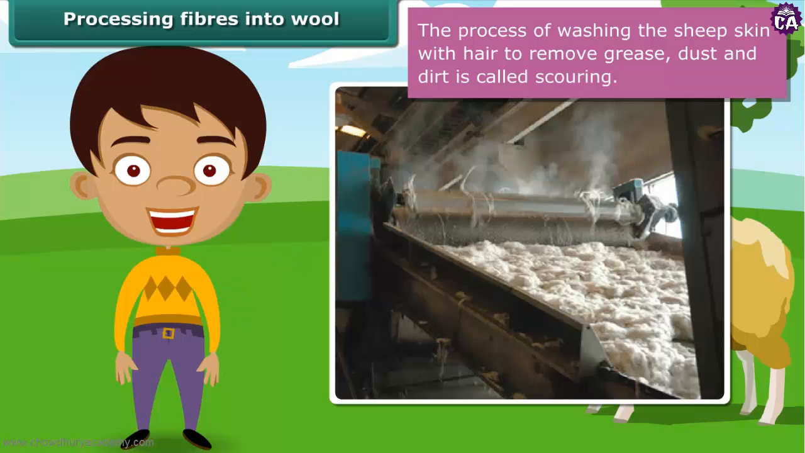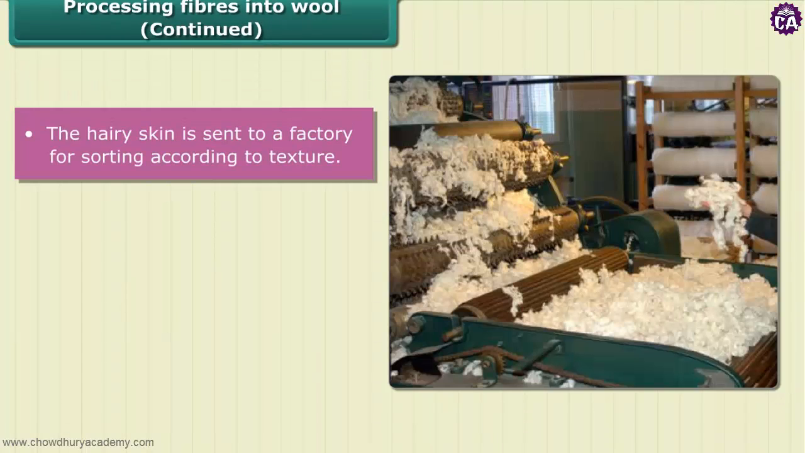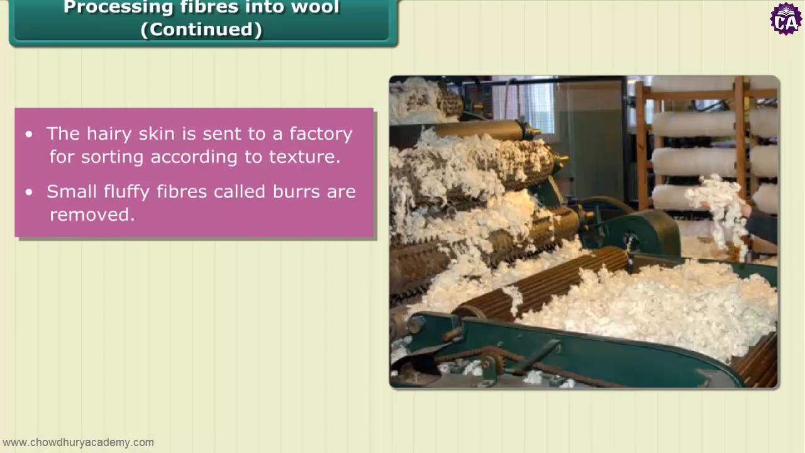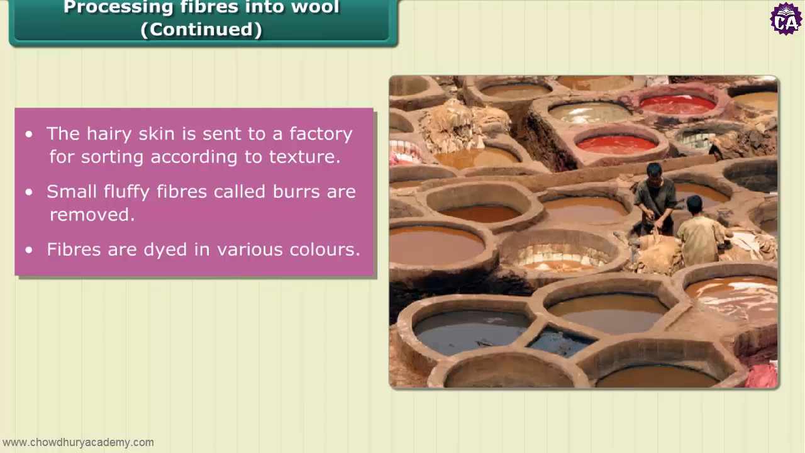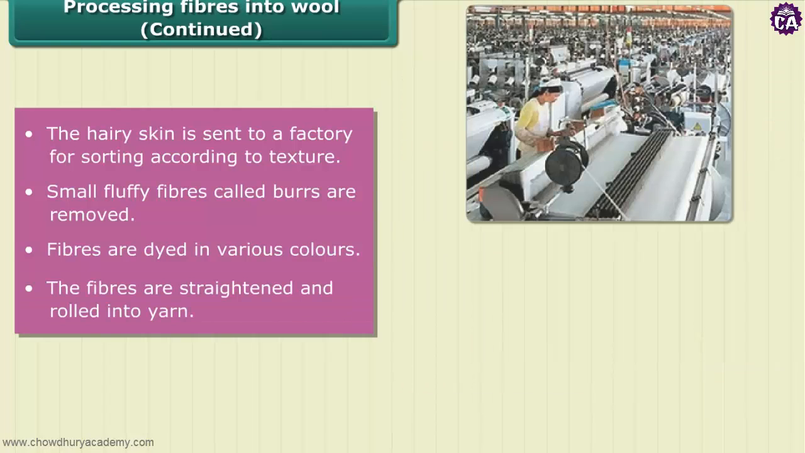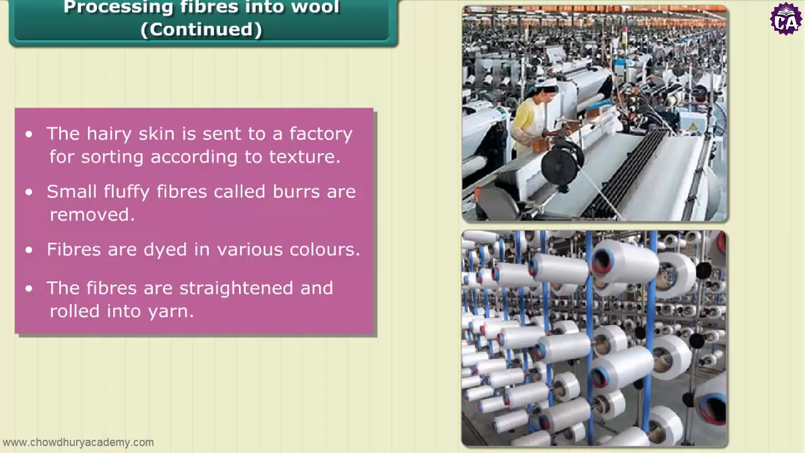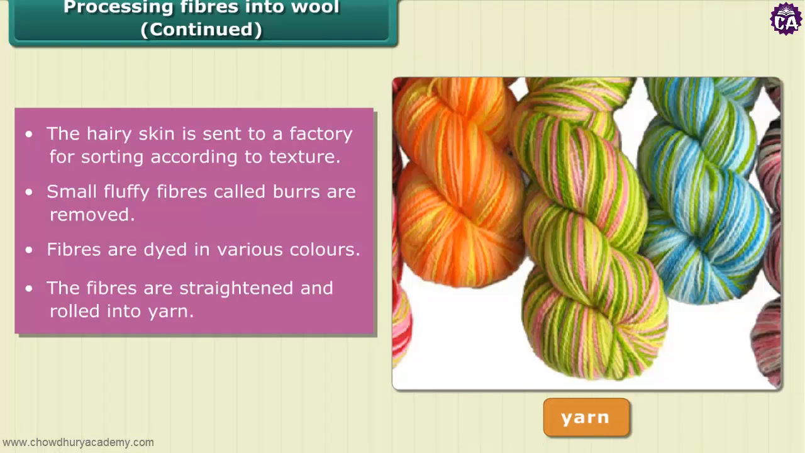Then the sheared skin with hair is washed thoroughly in tanks. This is done to remove grease, dust, and dirt. This process is called scouring. The washed hairy skin is sent to a factory where hair of different textures are separated or sorted. The small fluffy fibers called burrs are picked out from the hair. Fibers are dyed in various colors as the natural fleece of sheep and goats is black, brown, or white. The fibers are straightened and rolled into yarn, and finally the wool is ready to use.